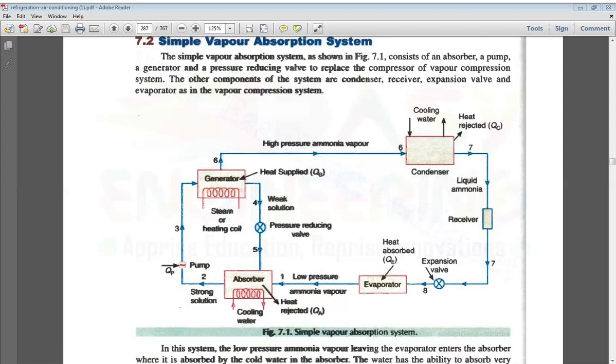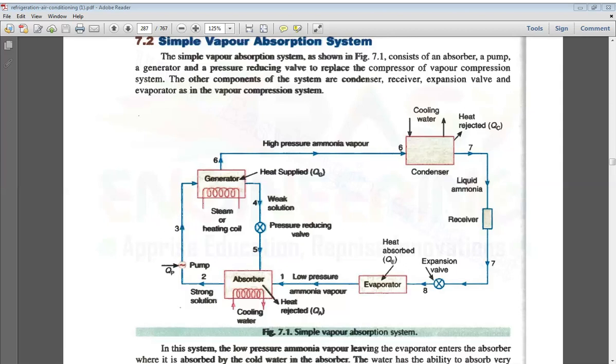The very high pressure and high temperature vapor refrigerant leaves the generator and enters the condenser, where in the condensation process we use cooling water as the coolant. The vapor refrigerant is converted into high pressure and high temperature liquid refrigerant. This liquid refrigerant enters the reservoir, where all the liquid ammonia refrigerant accumulates.